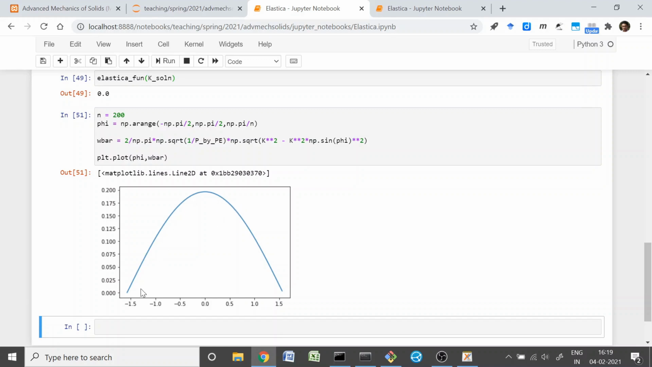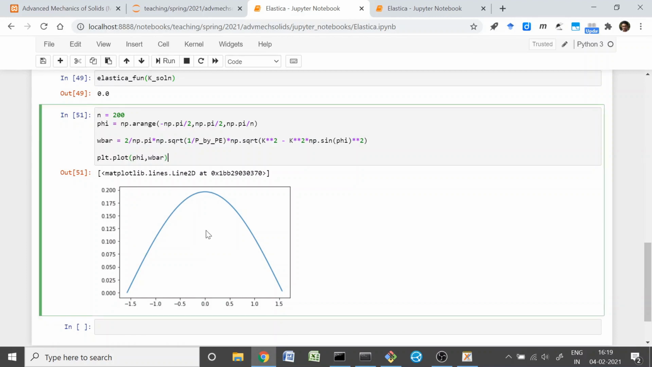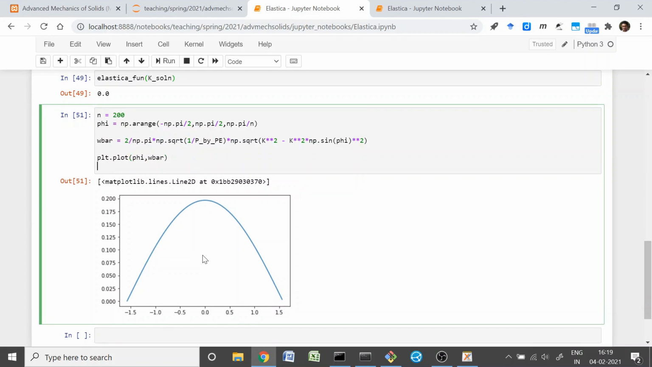But no. Please be careful in noting the units here, or the values here. So you look at the range here. This is minus 1.5 to 1.5, and this is going from 0 to 0.2. So this is a really small value. So in order to avoid any such illusion regarding the way in which this deflection is shaping up, you can try to set the aspect ratio of the axis as equal.